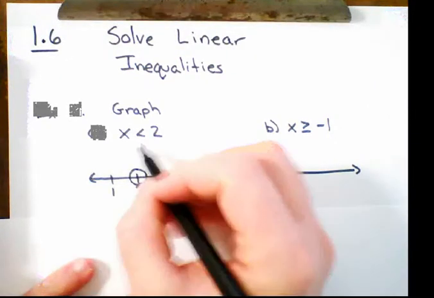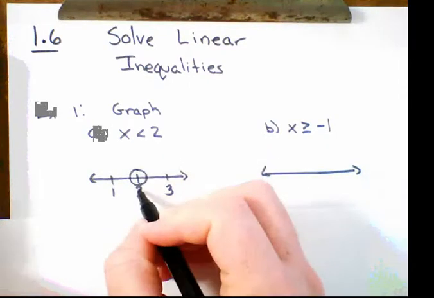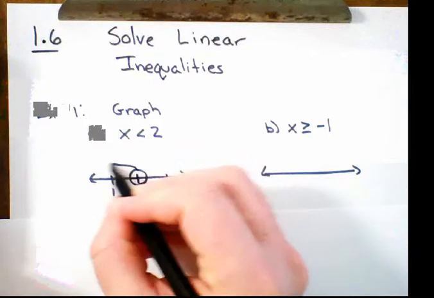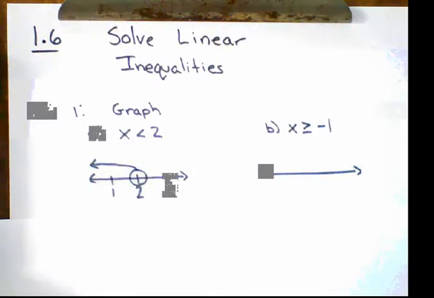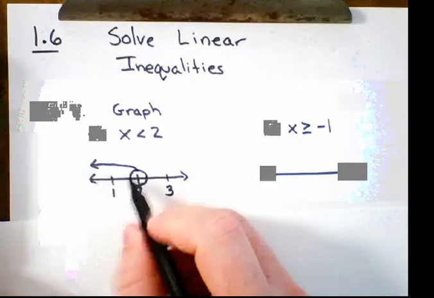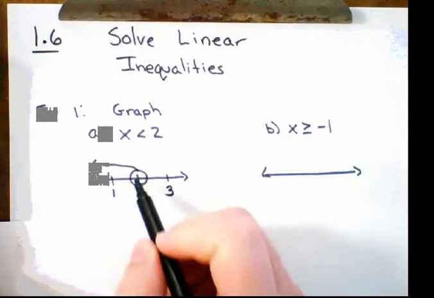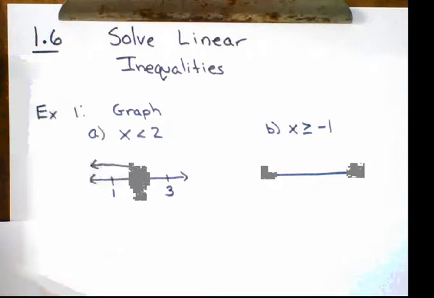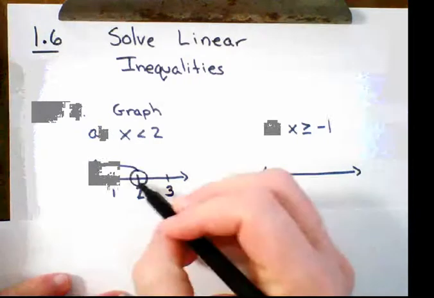Okay, and then less than, if you think about it, means all values that are less than 2. So all values that are smaller, so there's going to be all values to the left of 2. And this is saying that x can be any number as long as it's less than 2 but not equal to 2. So 1.99 is okay, 1.999 is okay, but once you get to 2, that's not alright.